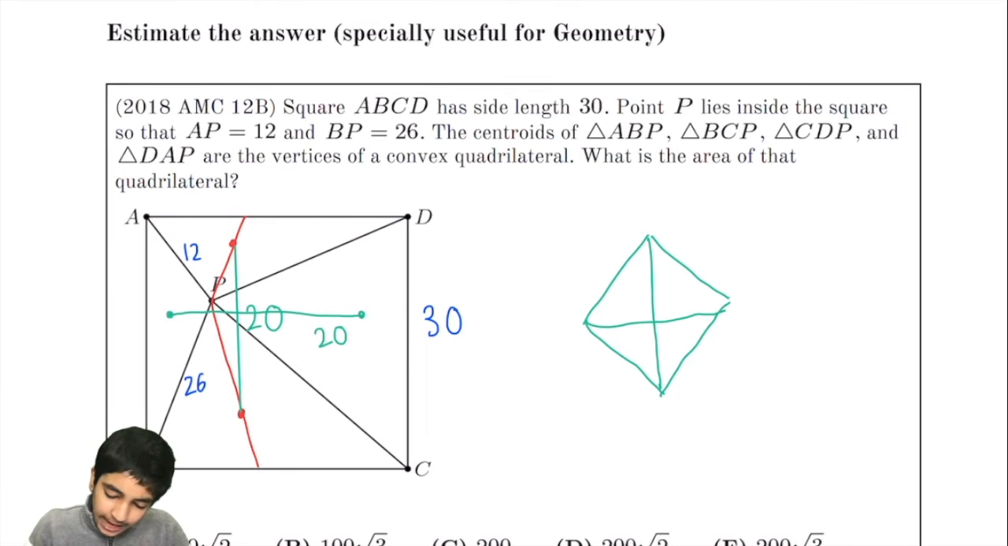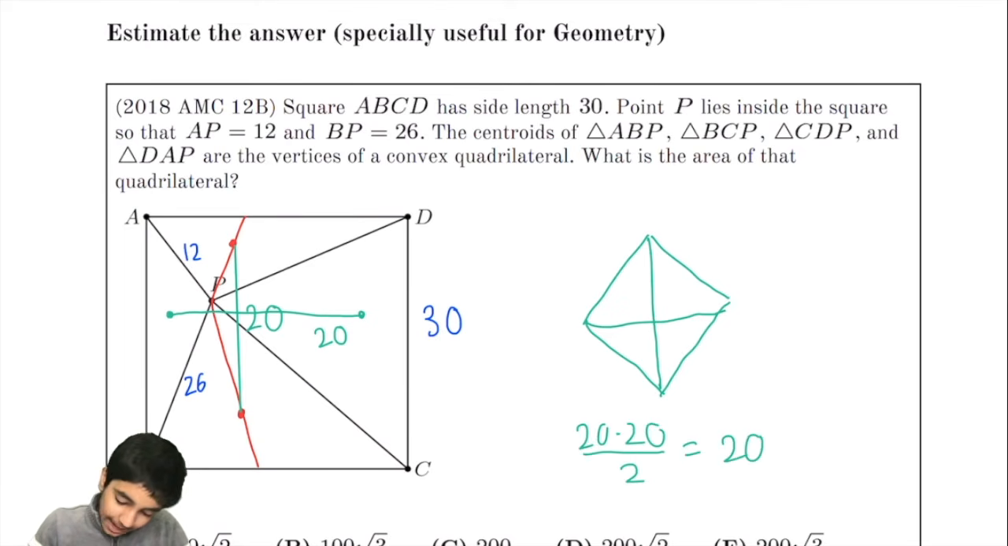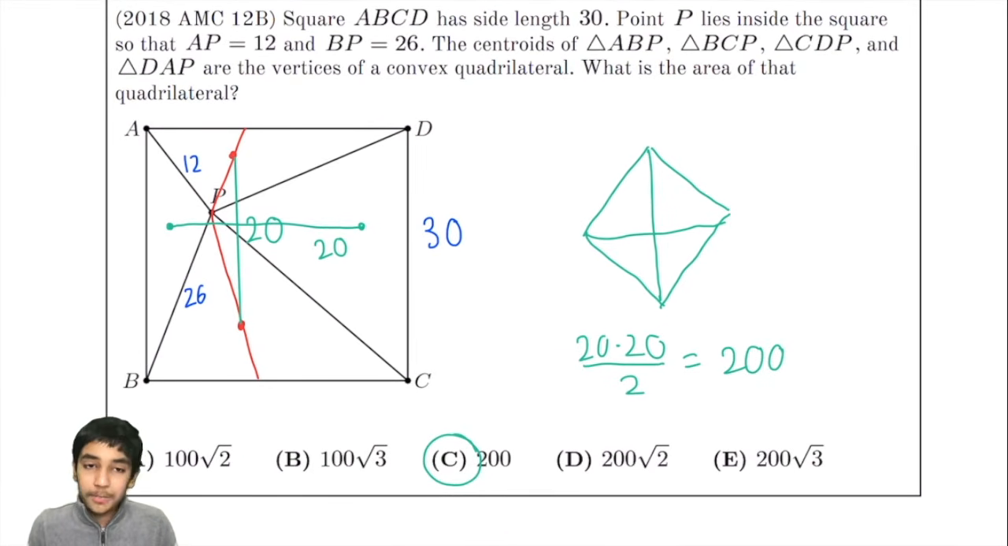So a square with diagonal 20 is just going to have a total area of 20 times 20 divided by 2, which is going to be equal to 200. And we can see that that's actually the answer for this problem. So really a clever technique of estimating rather than doing a coordinate bash, which I would presume to be the easiest way to do this without it.